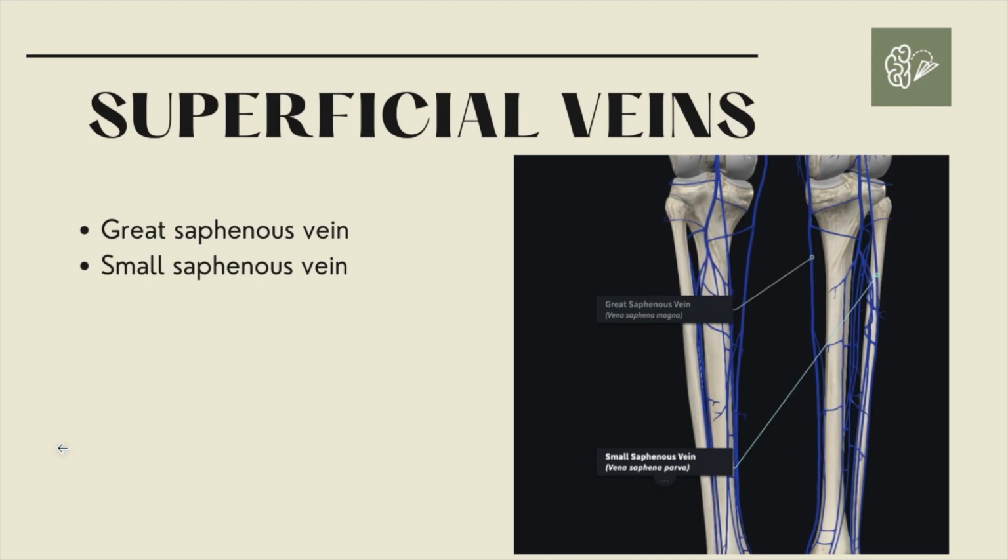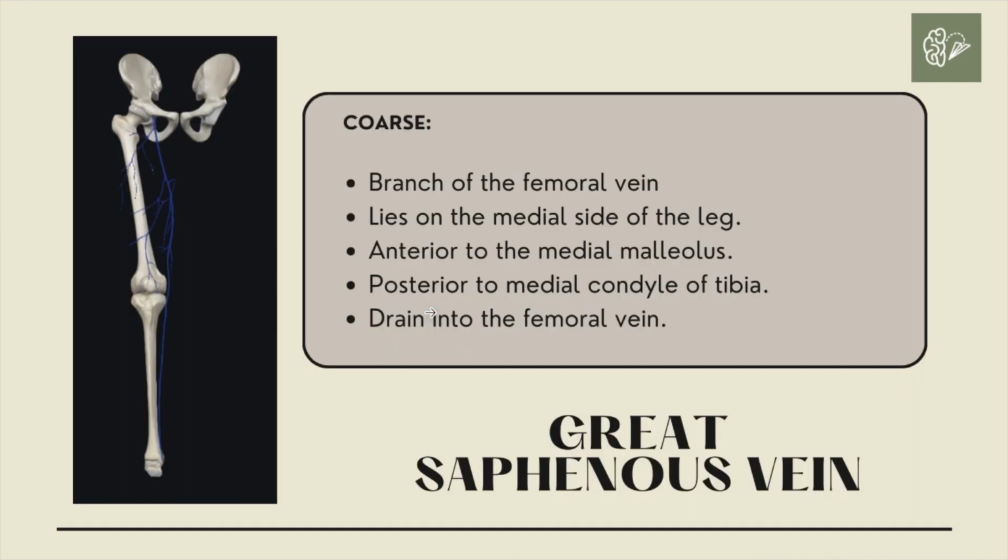Okay, now moving on to the superficial veins. In the lower limb, we only have two superficial veins, which are the great saphenous vein and the small saphenous vein, which we're going to discuss in detail now.